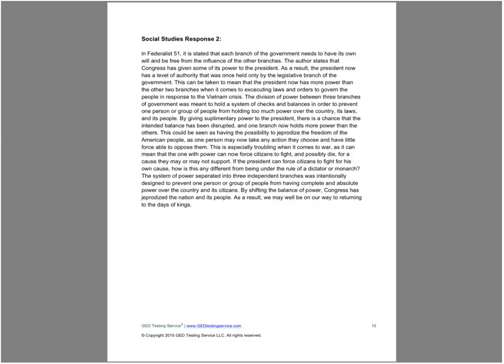And as you begin to read through this particular one, yes, there is that argument, there's that understanding from the source text, and you can see even when it starts out, the author states that Congress has given some of its power to the president. And in Federalist 51, the student is talking about having those different branches of government, and each one has their own thing that they're supposed to be doing. So I'm beginning to see pieces there.